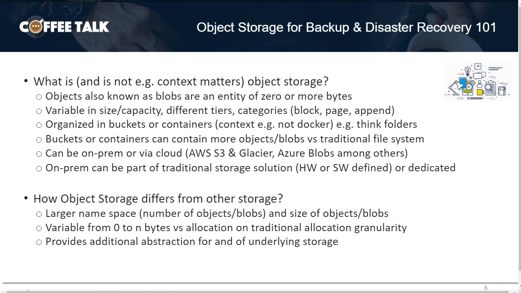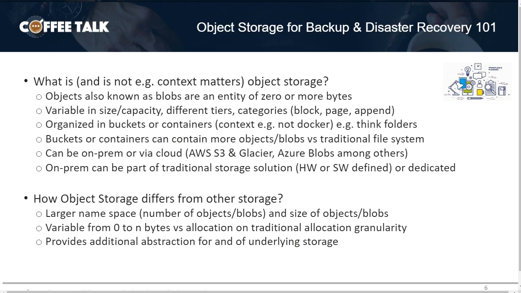So this brings us to what is and what is not object storage. As I mentioned before, objects and blobs are an entity, let's say a data structure, how storage is organized, of zero or more bytes. It doesn't have to be on 512 byte boundaries or 4096 or whatever your allocation sizes are. It's variable. Some might say deja vu, boy, that sounds like what we had way, way long time ago with variable block and variable allocation. And yeah, there's similarities there.